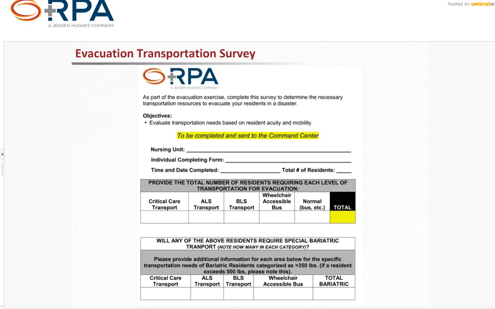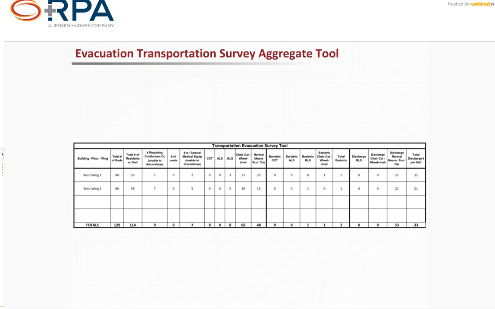What I would encourage you to do is don't wait for an event to happen. I would literally take this survey tomorrow and send it out to your floors and say, by the end of the day, tell me based on today's census, what would you need? Then take that information into the next tool that was sent to you, which is the transportation aggregate tool, and you can go down the left-hand side, put down all those units and floors, and start to tally together how many beds I have on that floor and what amount of transportation I need.